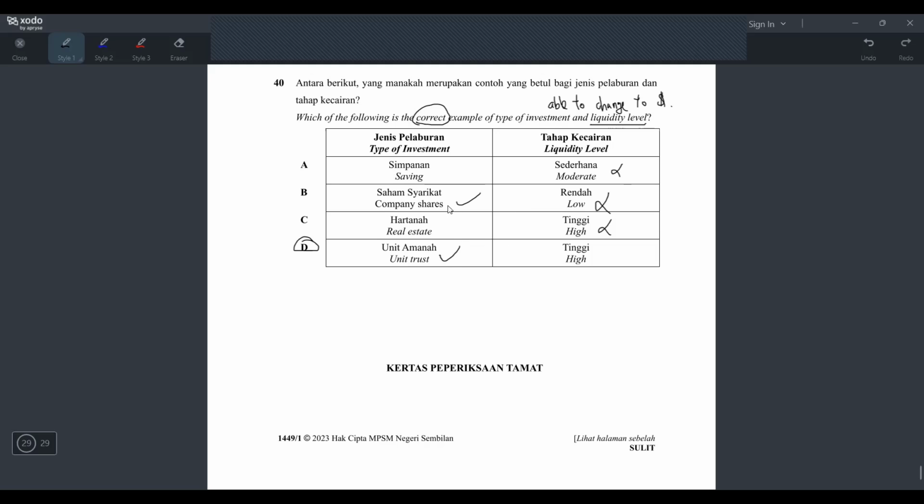So remember this: unit trust and company shares have high liquidity level. All right. So that's how I would do it. That's all. See you next video.